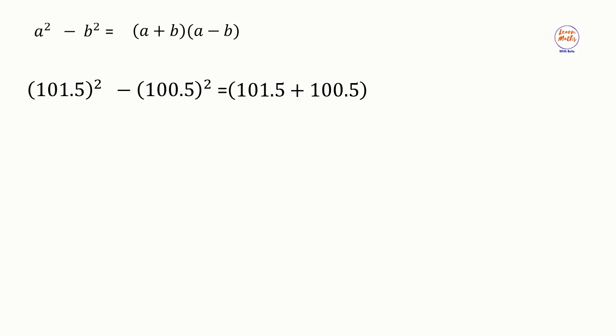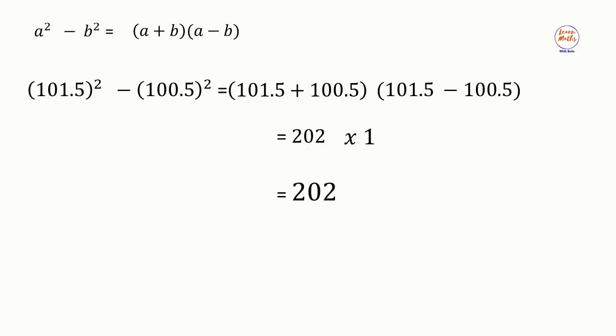So we have 101.5 plus 100.5, then the other part of it, 101.5 minus 100.5. So when you add this together, you have 202 times 1. So our answer is 202.